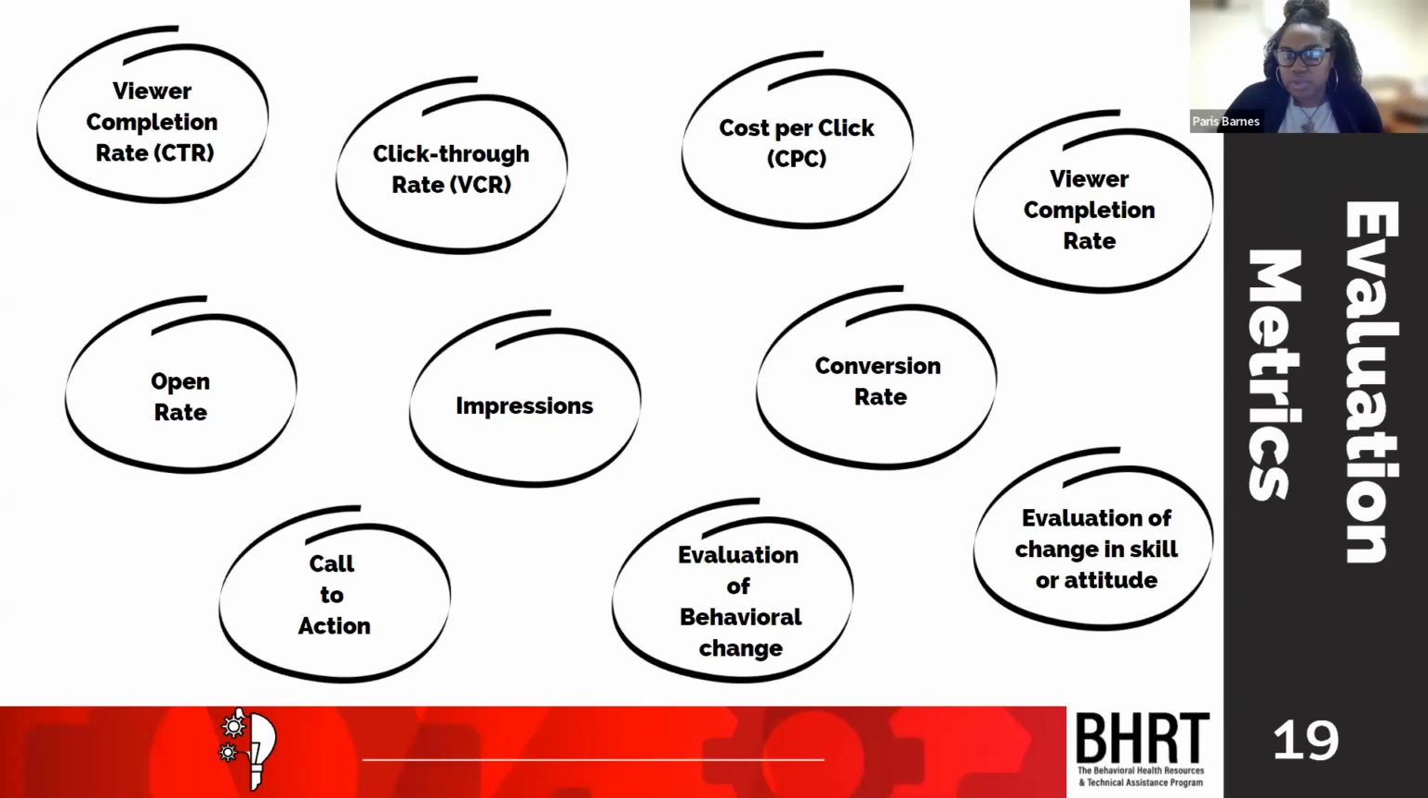Your open rate is the percentage of people who opened or viewed your publication. The only downfall is you don't know how many people actually read it, but you can tell how many people opened it.